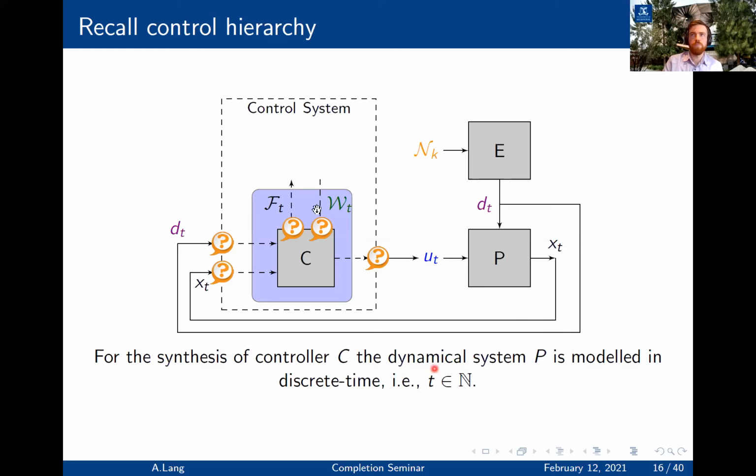this problem looks at the synthesis of the controller with consideration of how to use this model of future disturbances, WT, and also how to limit the evolution of this model by passing this set of constraints to the scheduler FT. In this setup, the dynamical system P is going to be modeled in discrete time.